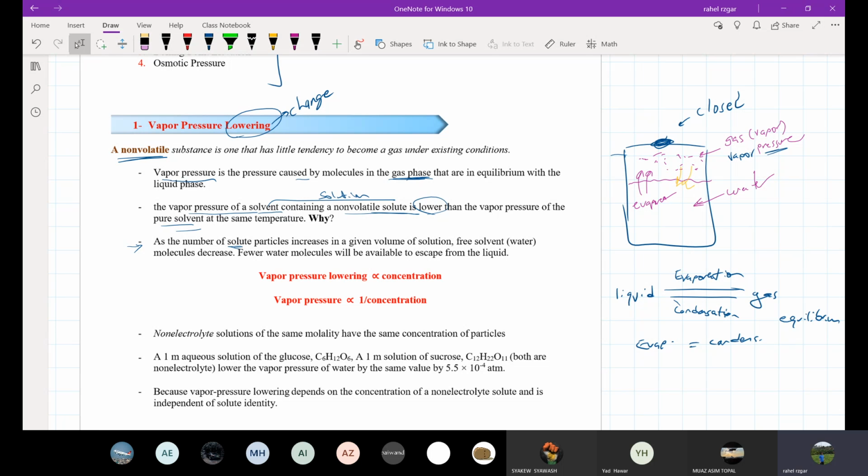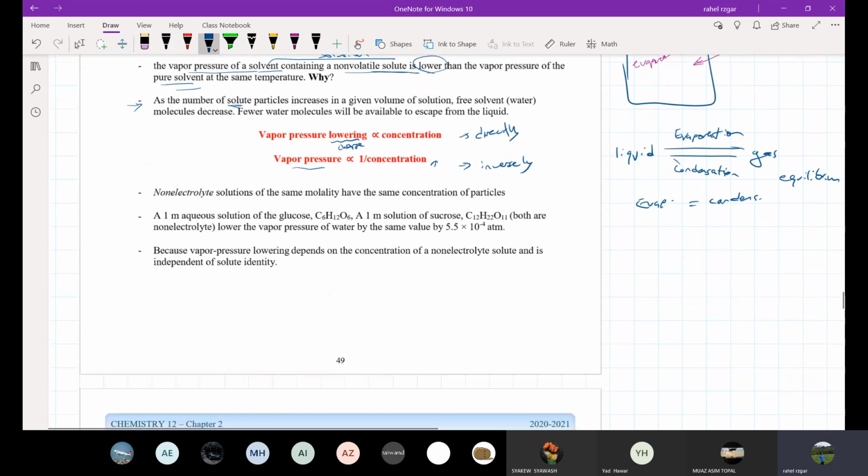Then what is the relation between them? As we said, the vapor pressure is decreasing when we increase concentration. So they are inversely related. But the change, lowering is the change. The more the concentration, the more the vapor pressure will be lowered. So the change will be higher. So it's directly related. Let me draw you a graph.